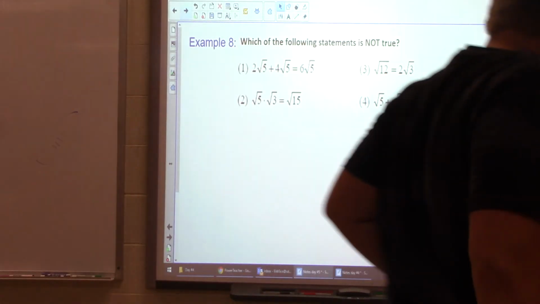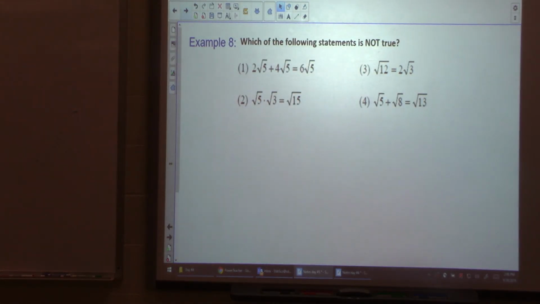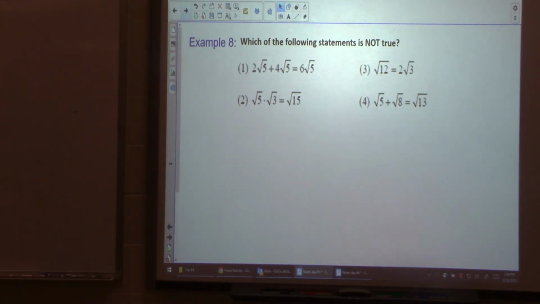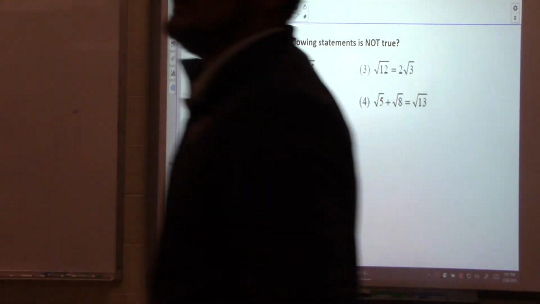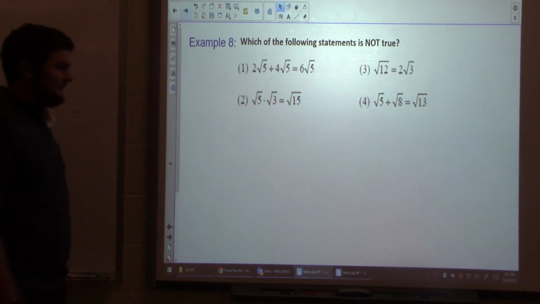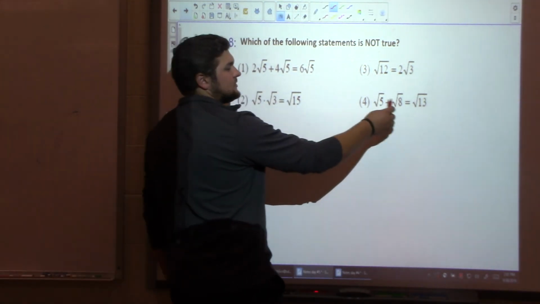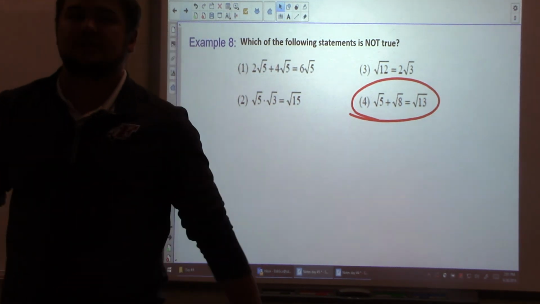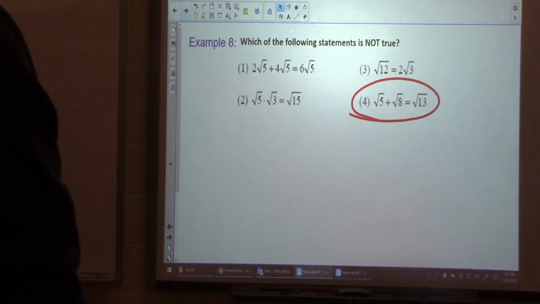How many people think it is 1? How many people think it's 2? How many people think it's 3? How many people think Jared should stop talking? Thank you. All right, awesome. How many people think it's 4? You are correct. Why is it 4, Miss Wick? You can't add what's under the radical, right? We found that out at the start of the lesson. Good. Any questions on what we did today? Cool.